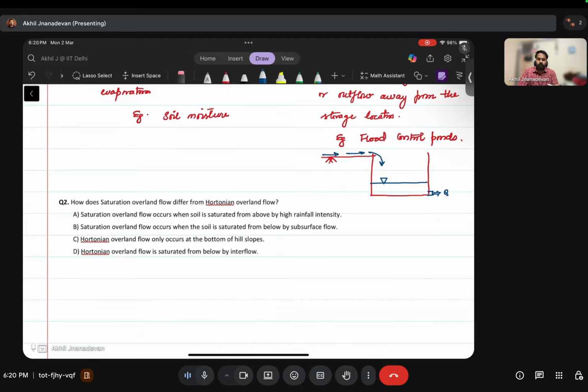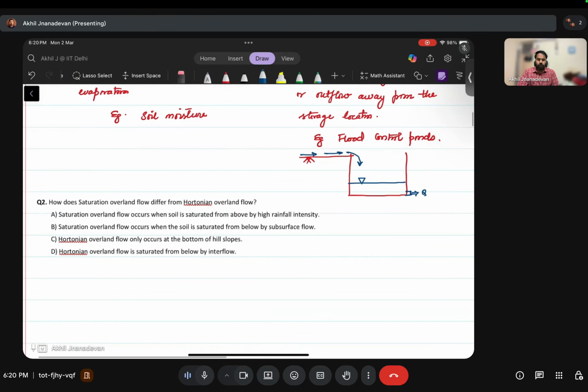Such a tank, where surface water is stored for a short period, is called detention storage. So this is also called a detention storage tank, right? And here the losses are that the water in the tank gets evaporated, and it gets outflow. This is outflow that happens away from the storage location, right?